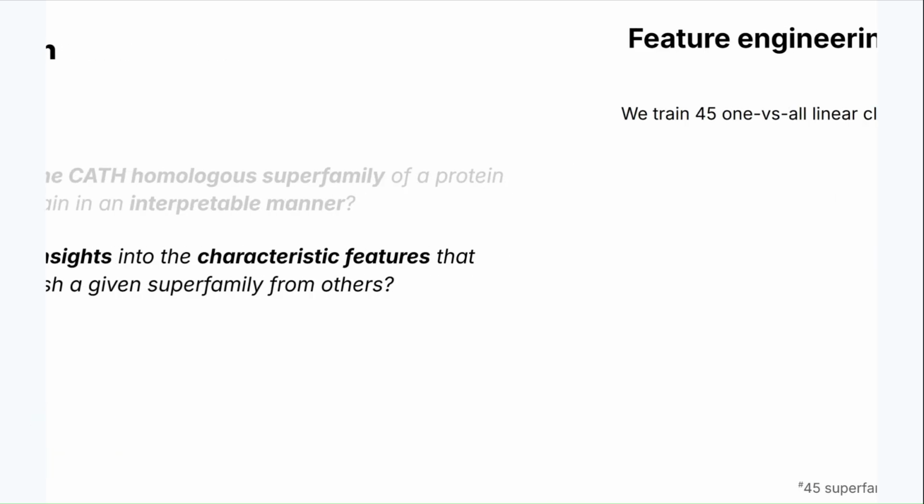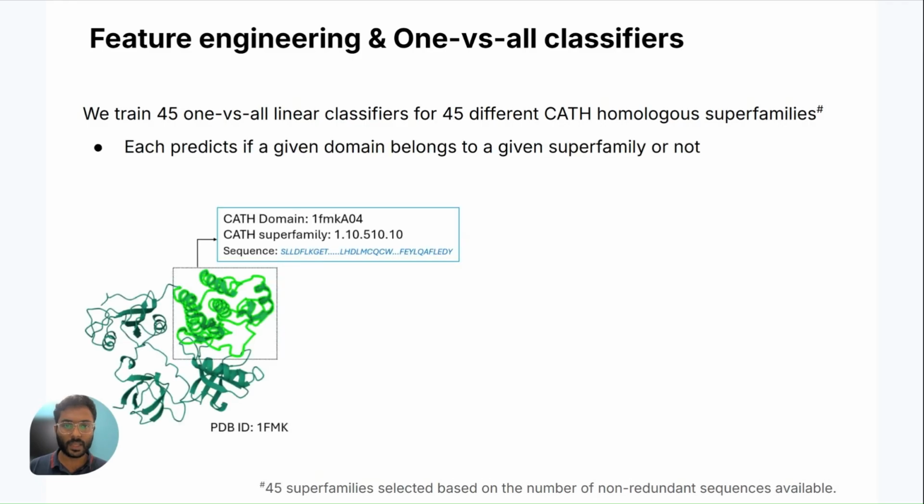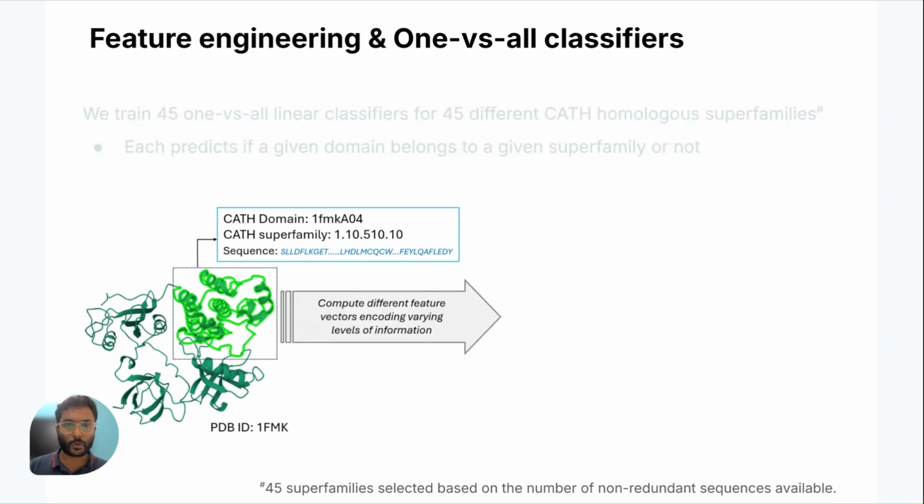To answer these questions, we train 45 one versus all linear classifiers for 45 different CATH homologous superfamilies. These 45 were selected based on the availability of sufficient samples. Each classifier is trained to predict if a given domain belongs to a given superfamily or not. To train the classifiers, we compute different types of feature vectors encoding varying levels of information from the domain's sequence and structure. We engineer 9 types of feature vectors.